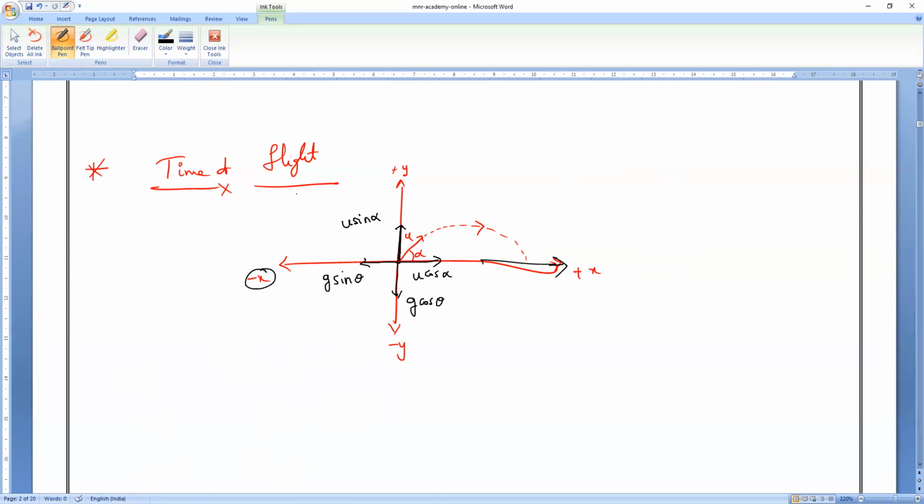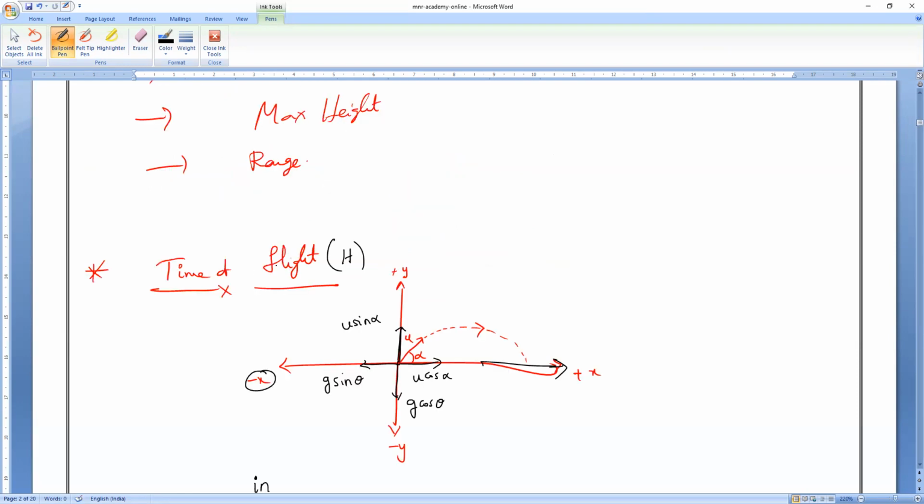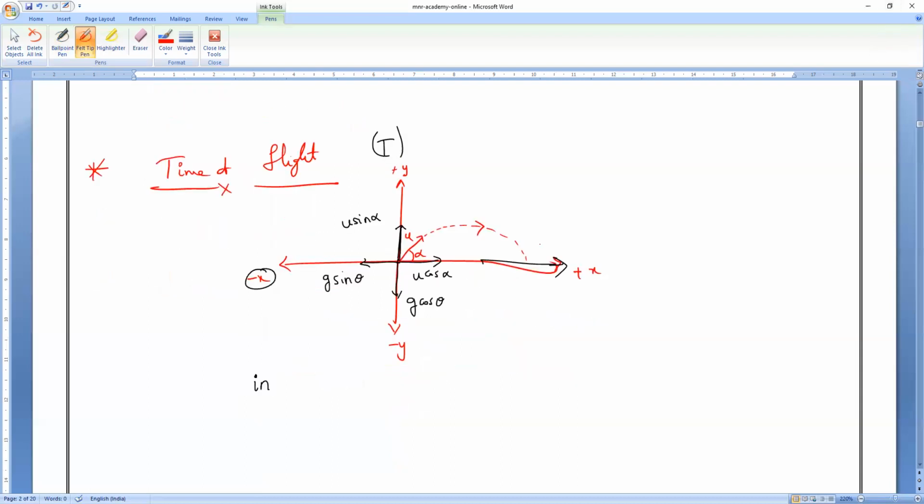For calculating time of flight, what is the symbol? Capital T. Sorry, I forgot it. Yes, time of flight is capital T. Very good. Now tell me, do you take only the x-axis or the y-axis? The y-axis. So in the y direction, you write it.